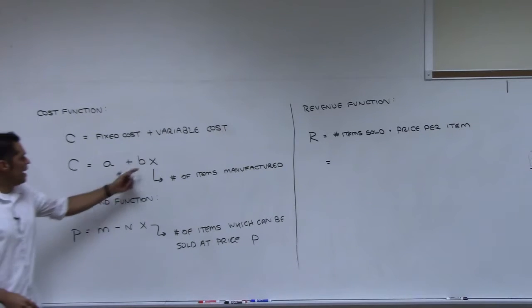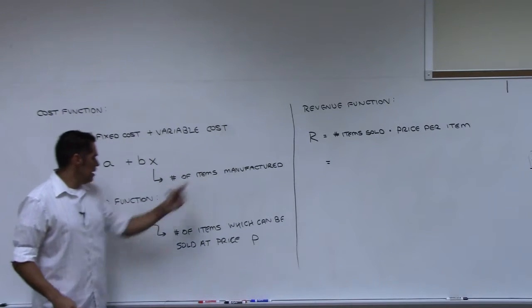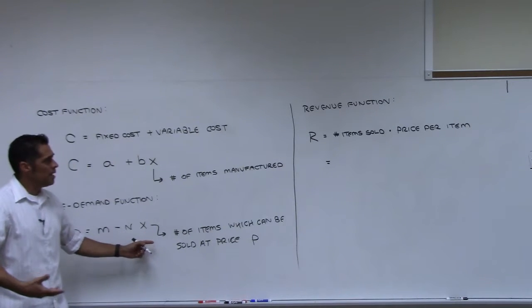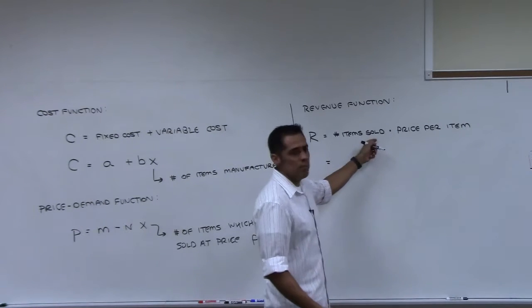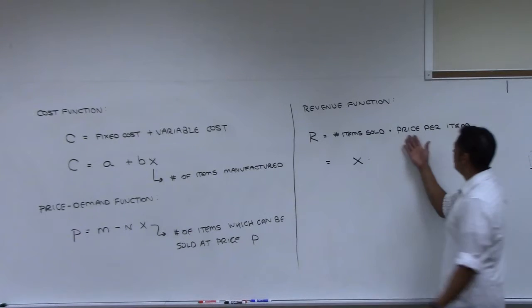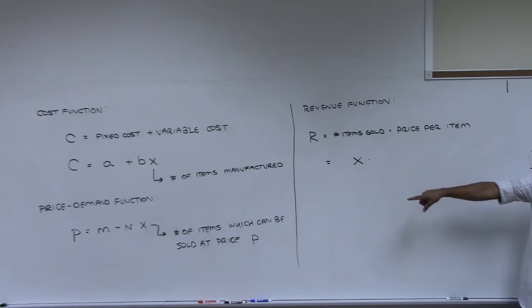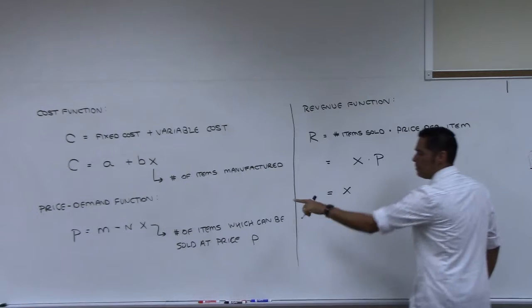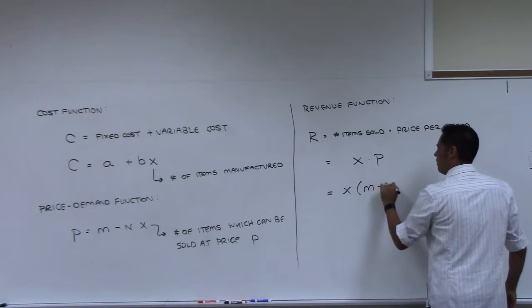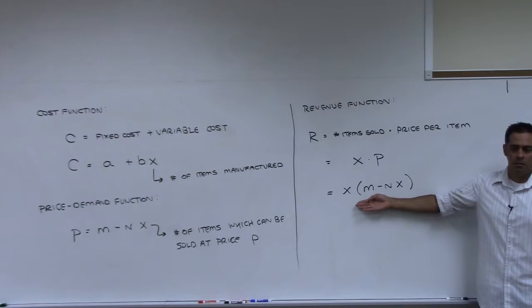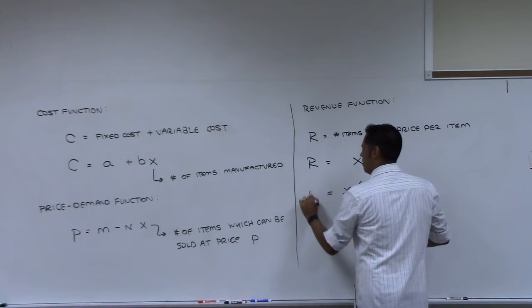X, right? X is the number of items we make, the number of items which we can sell. And if we sell them, the number of them we sell would be X. So we put X here times what's the price per item? P, right? That's our price per item. If you replace P with that equation, you get this new revenue function, that the revenue is X times P.